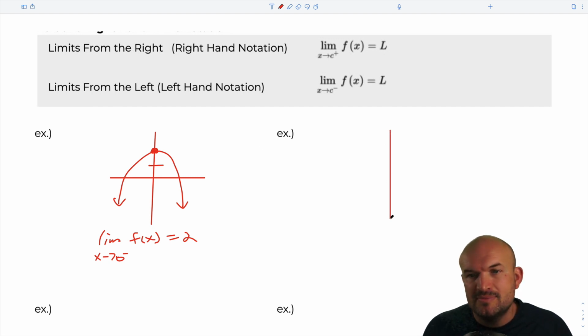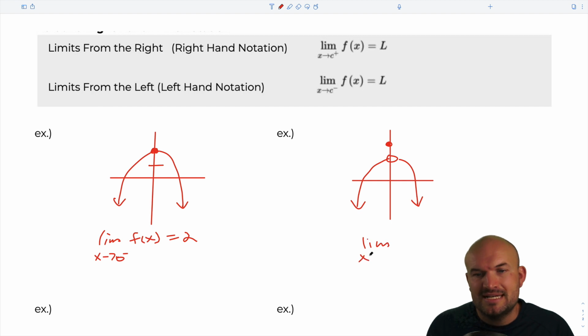It doesn't really matter even if this function is undefined at that value. If I look at the limit as x approaches 0 from the right, where I'm approaching just from the right-hand side, you can see that I'm approaching the value of 2. So the limit of f of x from the right is going to equal 2.